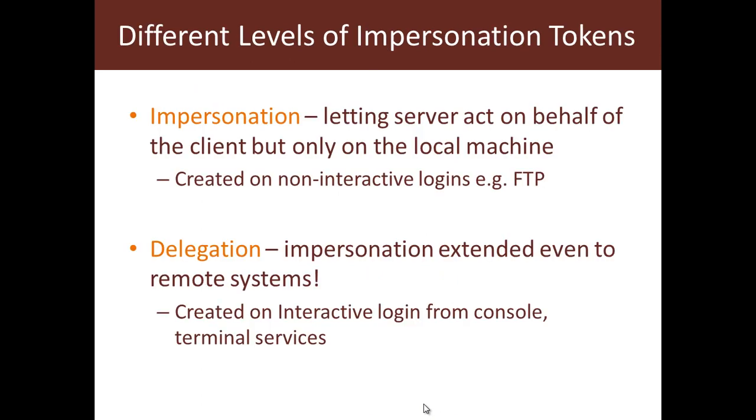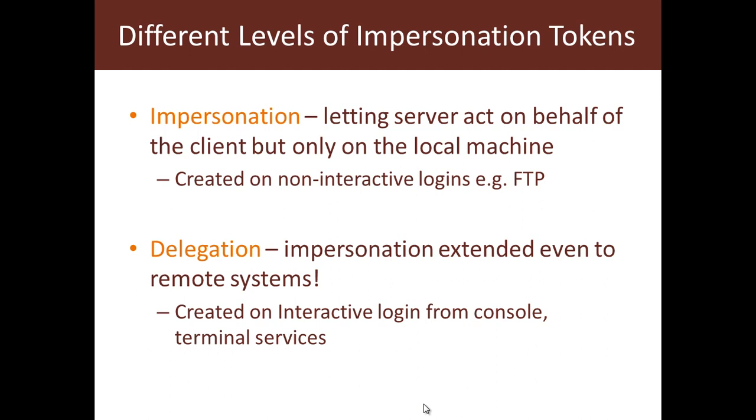Very simple concept. So what are the different levels of impersonation token? Well, the basic one, which is just impersonation, allows the server to act on behalf of the client, which is the user, but only on the local machine on which the server is running. Typically FTP, SSH would be examples. Impersonation tokens are actually created through non-interactive logins.